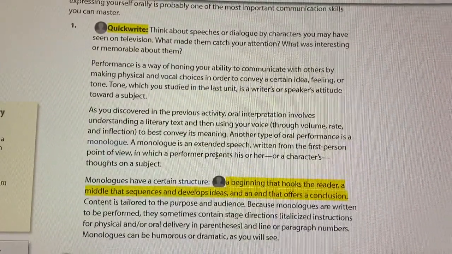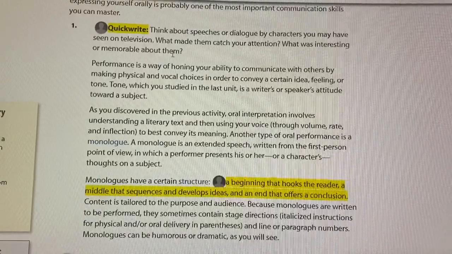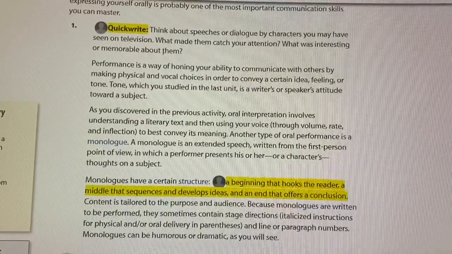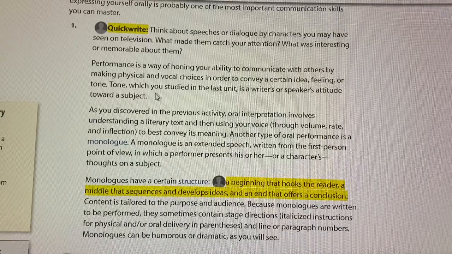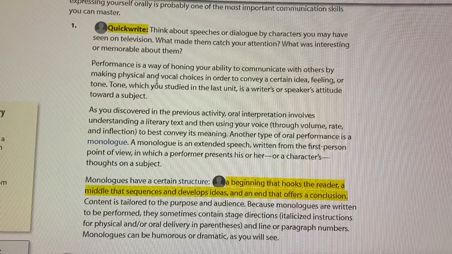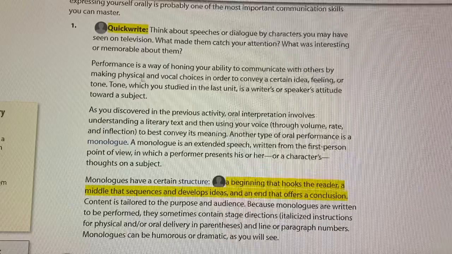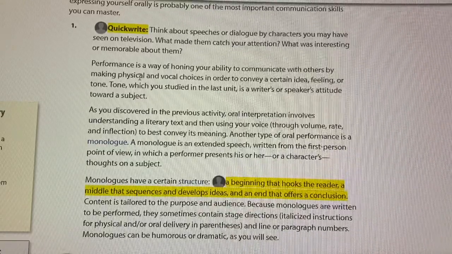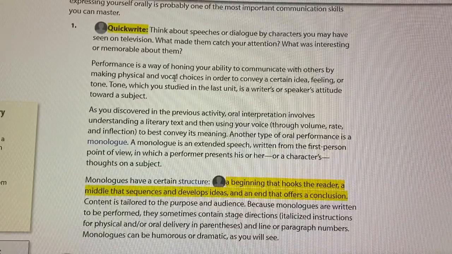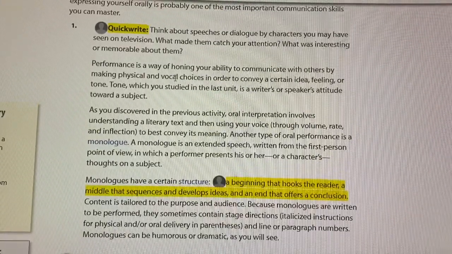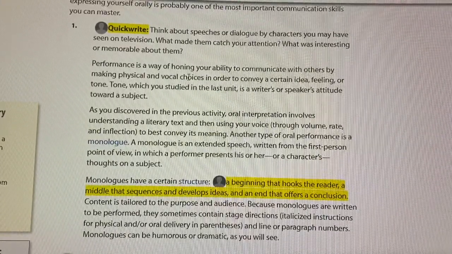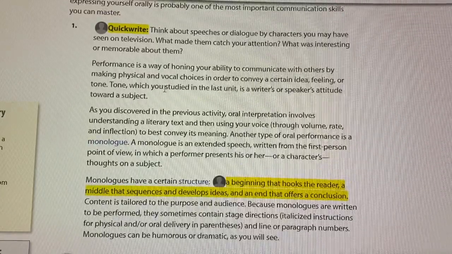And we're not going to do the quick write, but it's just helping to activate your prior knowledge there. And then it's talking about performances, which you've already started doing. So really, you're thinking about your physical and your vocal choices. So what are you doing with your hands and your arms and your facial expressions? And what are you doing with your voice, which also includes the tone?